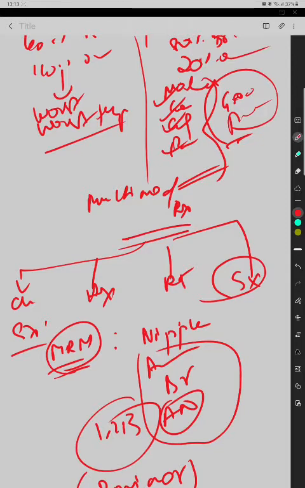What are the structures preserved? So ABCD is going to be preserved. What is A? Axillary vessels, Bell's nerve, cephalic vein, thoracodorsal pedicle, and pectoralis major muscle. So these are the structures going to be preserved here.